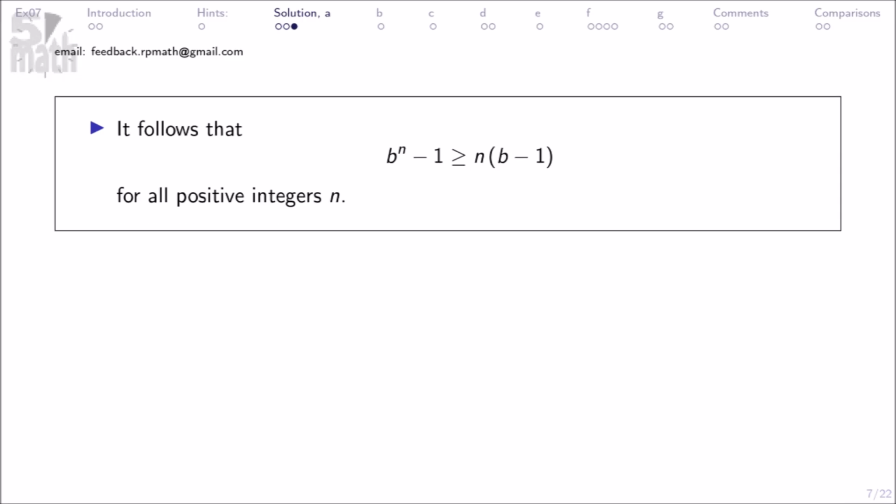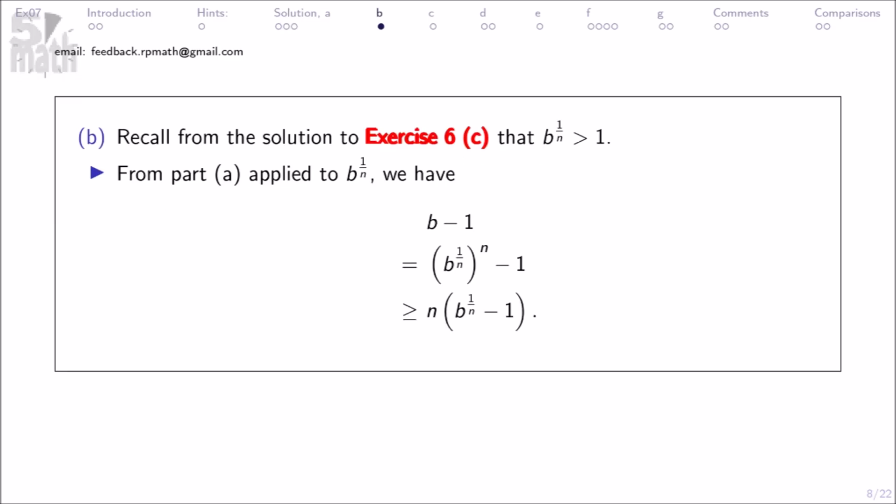It follows that b to the n minus 1 greater than or equal to n times b minus 1 for all positive integers n. B. Recall from the solution to exercise 6c that b to the power 1 over n greater than 1. From part A applied to b to the power 1 over n, we have b minus 1 equals b to the power 1 over n to the power n minus 1 greater than or equal to n times b to the power 1 over n minus 1.